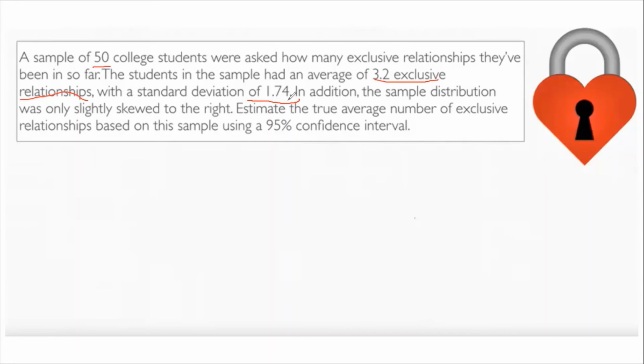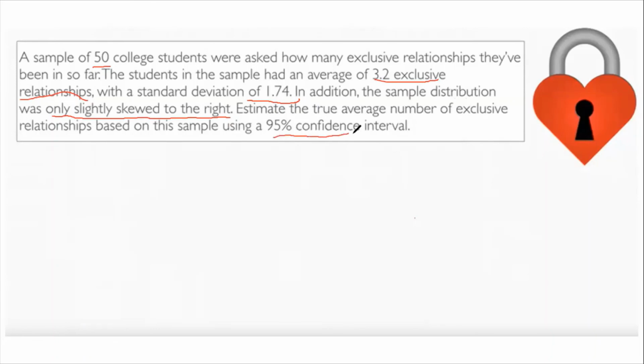Okay, it's a little bit difficult to understand 3.2 and 1.7 in the context of having a relationship, right? You either have three or four relationships, or one or two standard deviations of such relationships. But anyhow, let's take a look at this. In addition, the sample distribution was only slightly skewed to the right. This is not the population, this is the sample distribution, which is a little right skewed. So estimate the true average number of exclusive relationships based on this sample using a 95% CI.